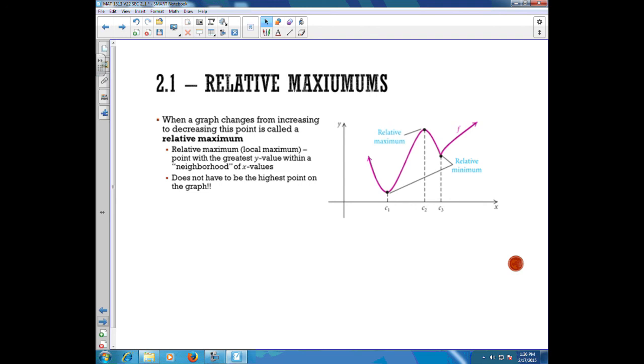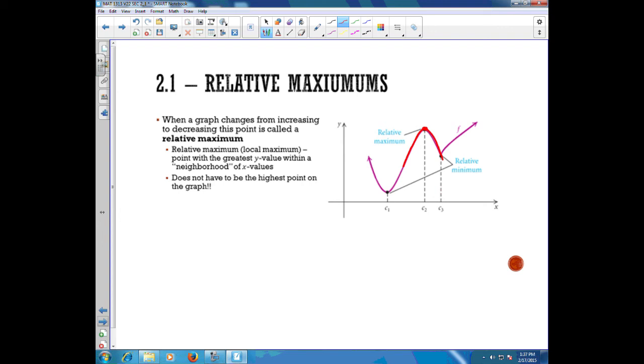When a graph changes from increasing to decreasing, this point's called a relative maximum. You can see this here in the graph. The function is increasing, and then it stops and turns around and starts decreasing. The point where it turns around, the point where it stops increasing and starts decreasing, is called a relative maximum, or a local maximum. A relative maximum, because relative to the other x values around it, it has the greatest y value.